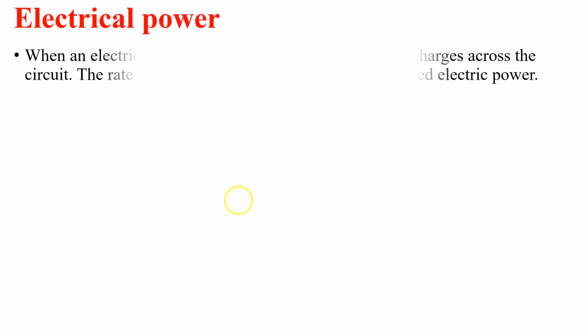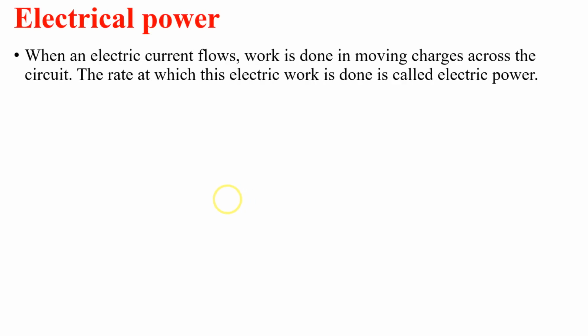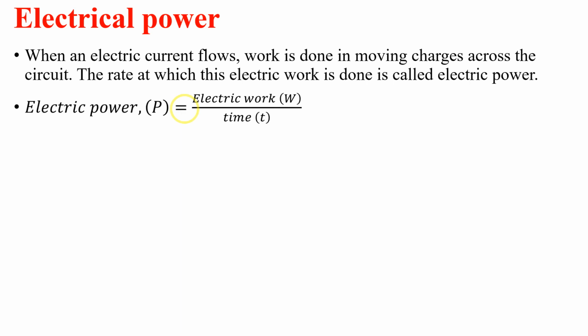What is electrical power? Usually when electrical current flows, work is done in moving charges across the circuit. The rate at which this electrical work is done is called electrical power. So electrical power can be shown mathematically by dividing the electrical work by time, because it is the rate of doing electrical work.